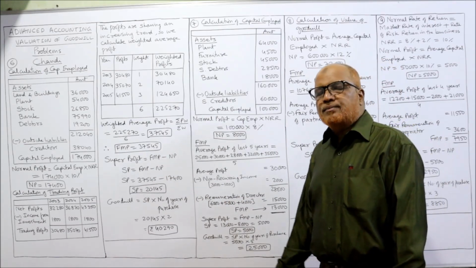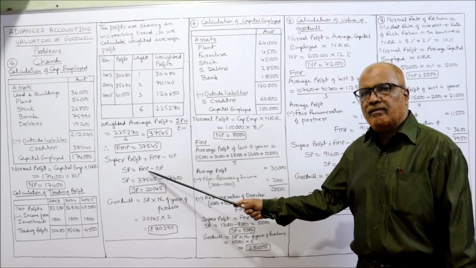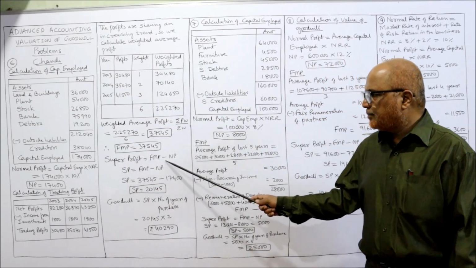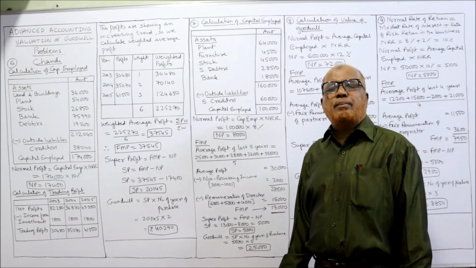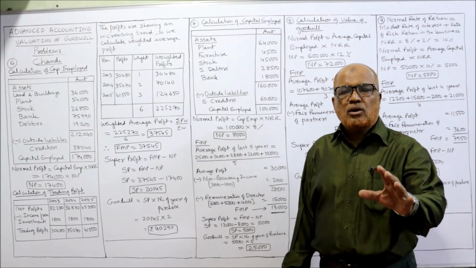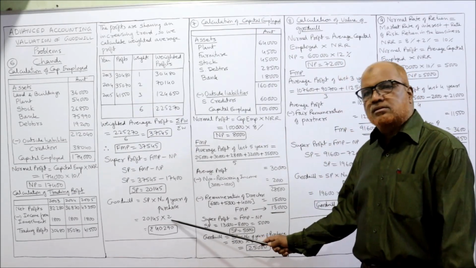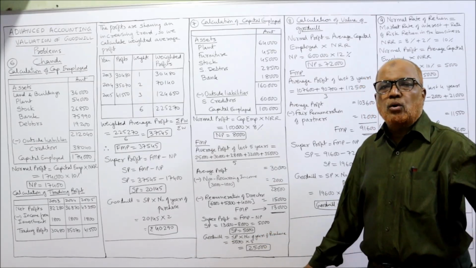Now super profit, FMP minus NP. FMP is 37,545. NP already we have calculated, 17,400. Deduct: 20,145 is the super profit. Now goodwill is equal to super profit into number of years of purchase, which is given in the problem, 2 years. So 20,145 into 2, 40,290 is the goodwill.